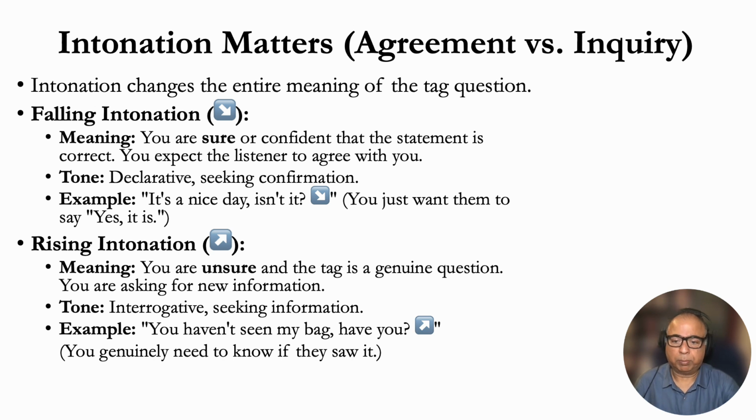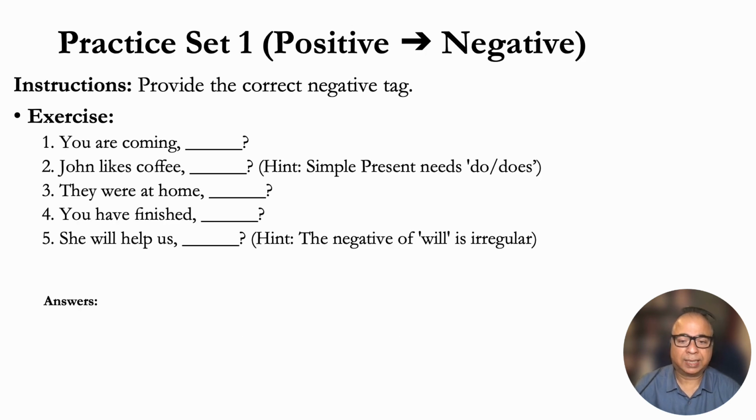And compare that with the falling intonation. In the previous sentence, it's a nice day, isn't it? You just want them to say, yes, it is a nice day. You're not asking a question like, is it a nice day? Right? That would be a yes-no question, which is a different lesson that I just finished. So be sure to take that yes-no questions lesson also.